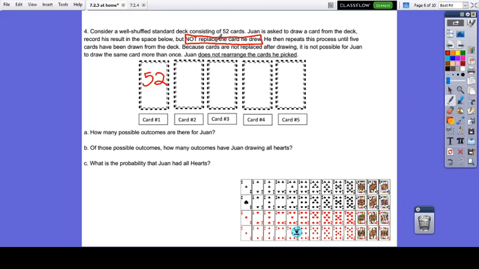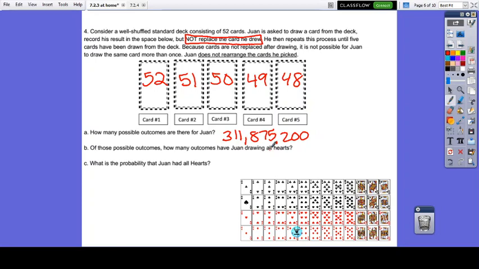He is not replacing the card he drew. So he just drew a card. It doesn't matter which card, but now there are 51 cards. So when you draw card number 2, there are only 51 cards available. When you draw card number 3, you've now taken another card out, so there are 50 cards available, and you keep that process going. So you do 52 times 51 times 50 times 49 times 48, and this gives you 311,875,200.